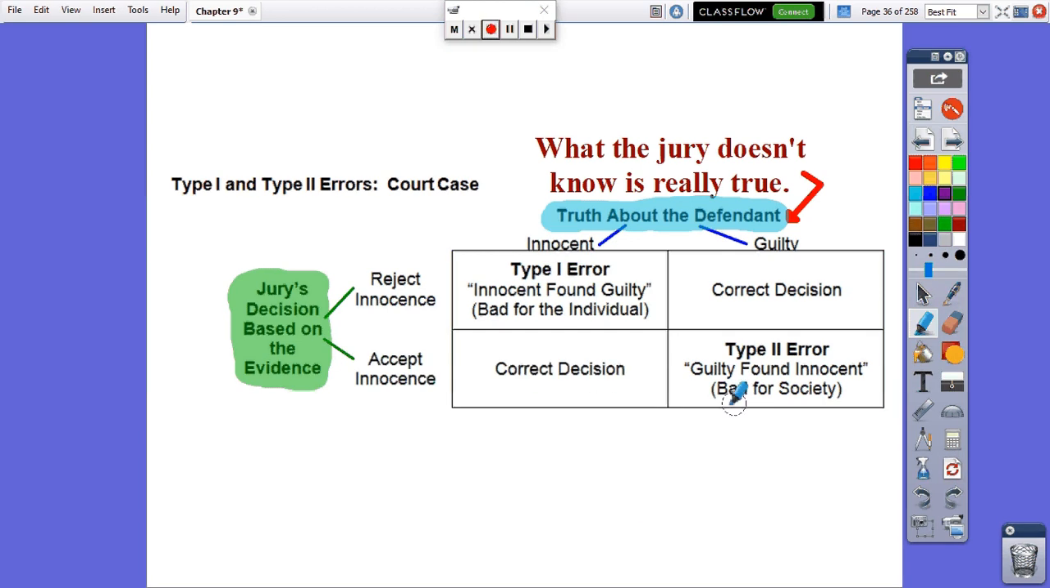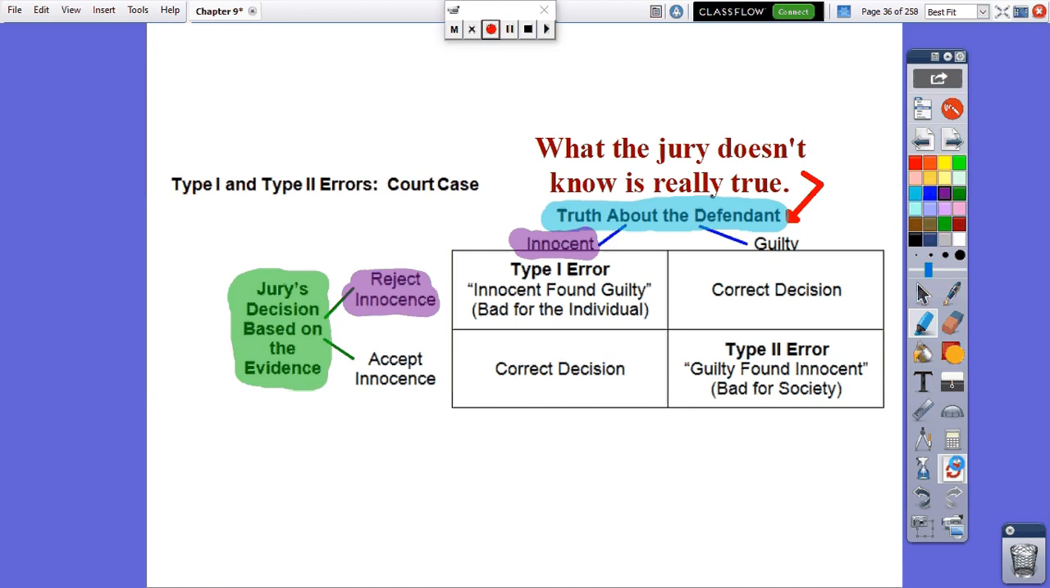But then again, we find our type 1 and type 2 error. What if they find the defendant guilty, but the truth is he's really innocent? This is kind of bad for the individual. We're sending an innocent man or woman to prison, potentially. And so that's not good for them, right? I mean, everybody else is safe, but this person never committed the crime, so they're being just wrongfully accused here.